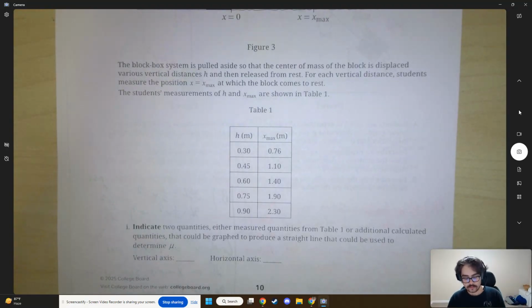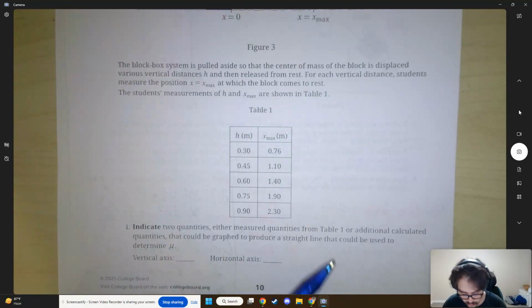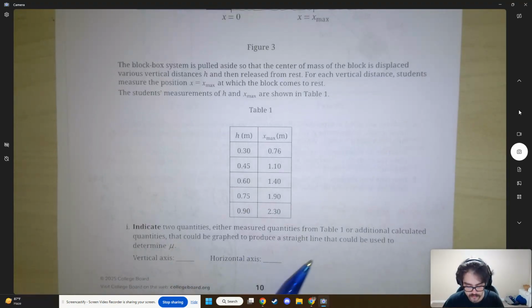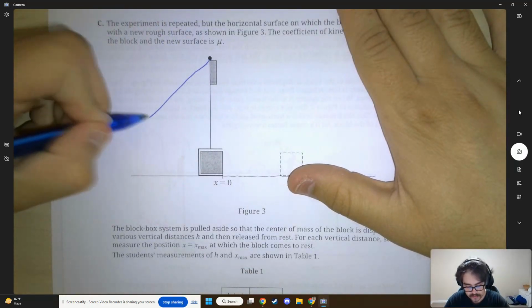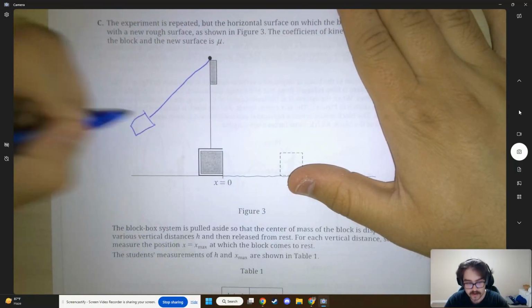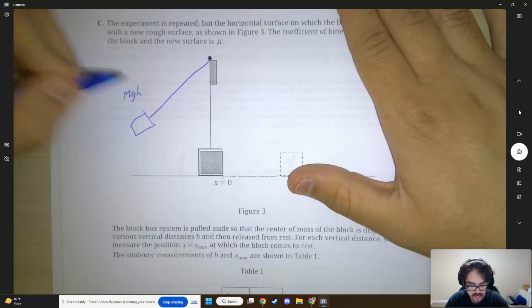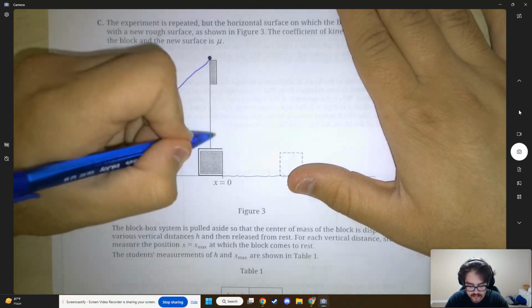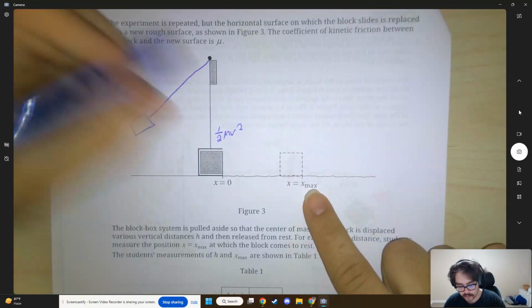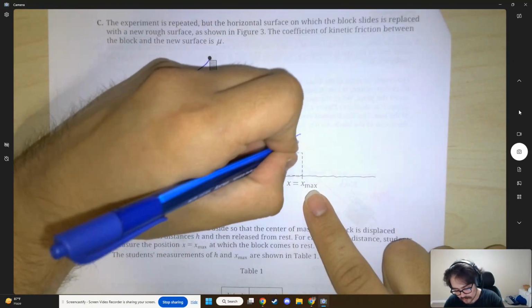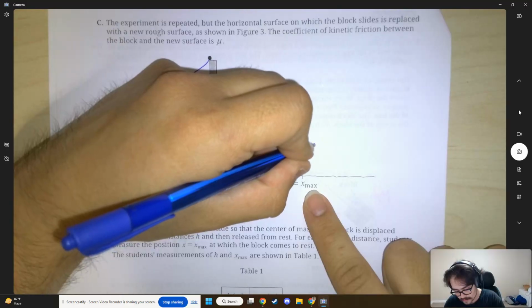Okay, so indicate 2 quantities, either measured quantities from table 1 or additional calculated quantities that could be graphed to produce a straight line that could be used to determine mu. Well, what I'm thinking right now is that this system is mounted right up here and it has mgh. Then down here it's immediately all 1/2 mv squared, and then here it's all been dissipated, so it's all force of friction times the distance, right?